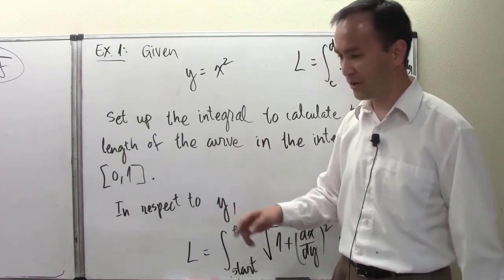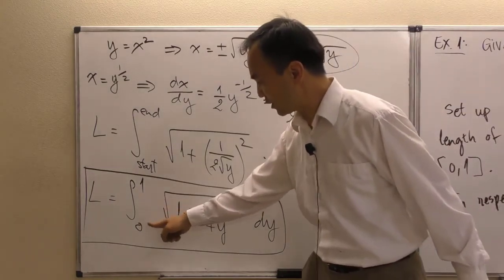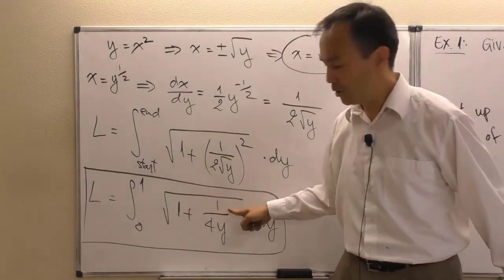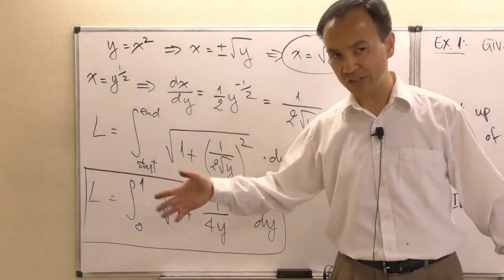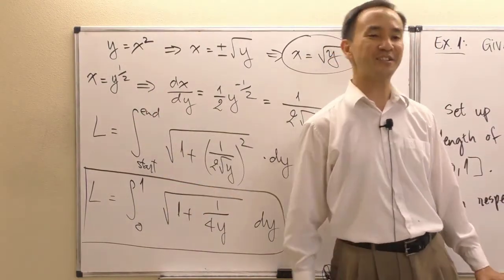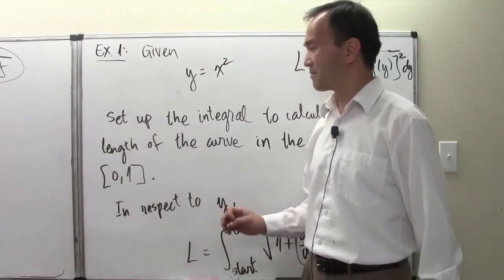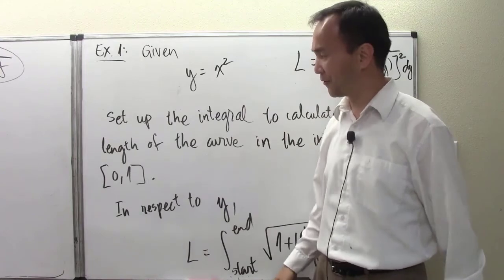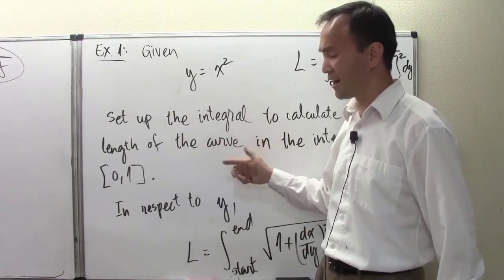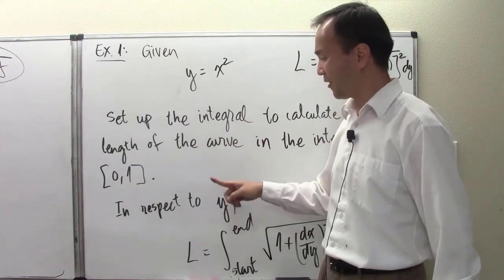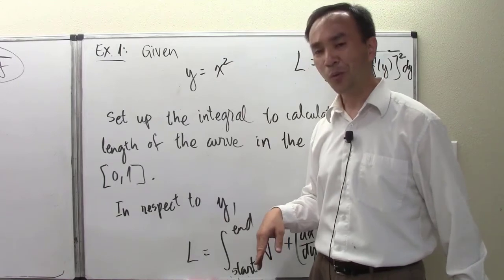And here we're looking at the integral from 0 to 1 of the square root of 1 plus 1 over 4y. Somebody may see this as the easier integral, somebody else may see the earlier integral as the easier one. And so that's why we have such a thing as a choice. This is how it is for example 1: set up the integral to calculate the length, and I showed two forms. One form is to integrate with respect to x, and the other form is with respect to y.